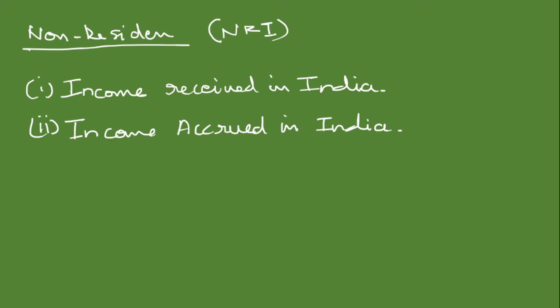So that is exactly non-resident tax. Then we can have a discussion on resident and ordinarily resident. So an individual. Let us explain resident and ordinarily resident, and discuss the importance of knowing about ordinarily resident.